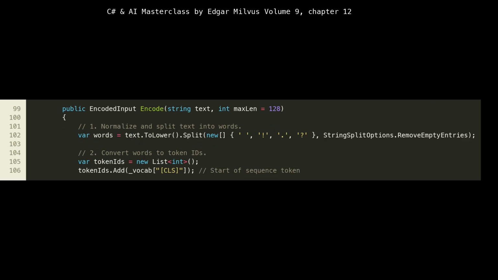The encode method, starting at line 99, is the heart of our basic BERT tokenizer. It takes raw text and a maxLen, maximum sequence length, and converts the text into the numerical tensors required by BERT. At line 101, we perform a very basic text normalization, converting to lowercase and splitting by common delimiters. This is a simplification. A real tokenizer would involve more sophisticated punctuation handling, lowercasing rules, and potentially subword tokenization, like WordPiece. At line 105, we add the CLS token ID.